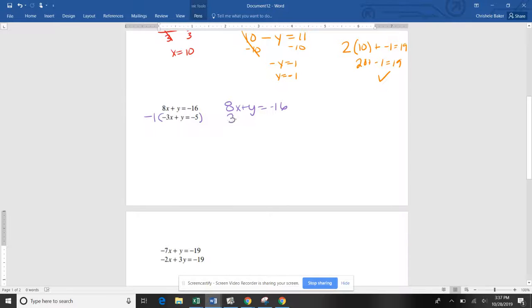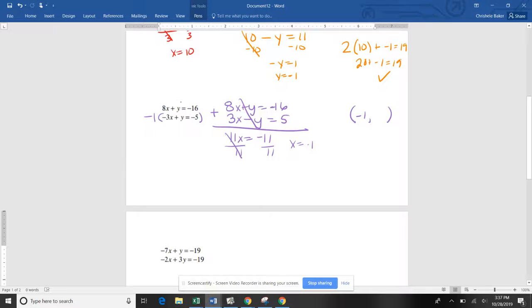So that changes me to a positive 3x, a negative y, and a positive 5. Now when I add, those x's eliminate, and I have 11x is equal to, that's negative 16 plus 5, so that's negative 11. And when I divide, I get negative 1. That's my x value. Now I have to go back and find my y.